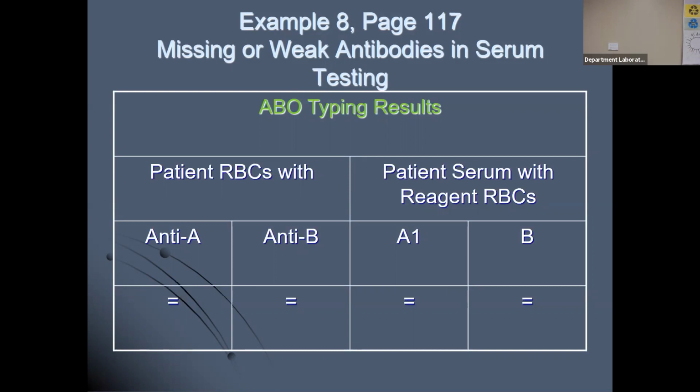Any antibodies that the newborn has, where do you think it comes from? Mom. Okay, so when we start talking about mom and babies, when the baby has a positive DAT due to an antibody, it came from mom. Okay.